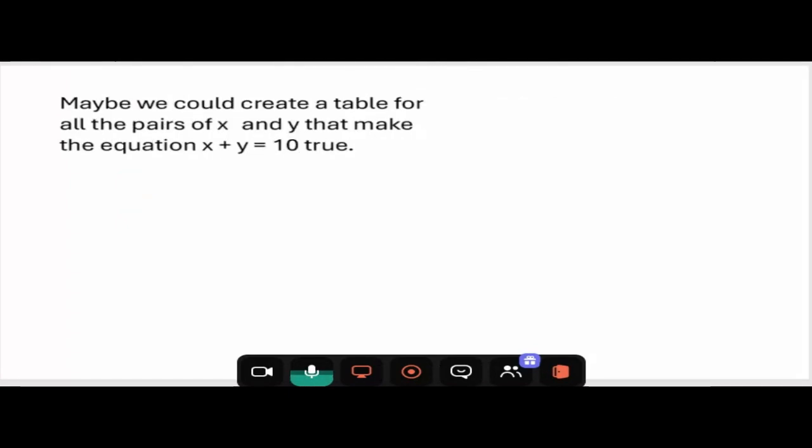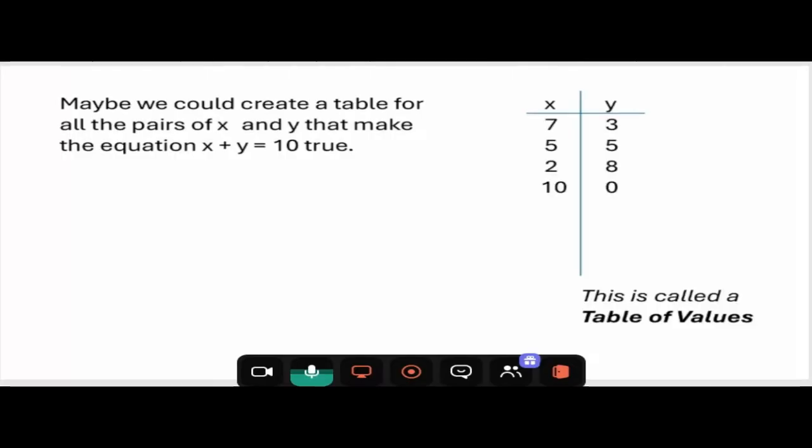What if we turn these into a table? This is called a table of values, and there are all of the pairs that we already had figured out. 7 plus 3 is 10, 5 plus 5 is 10, 2 plus 8 is 10, 10 plus 0 is 10. So those are x y pairs that all make the equation true. But I'm sure you see by now that we could go on and on and on forever. We had 10 plus 0 makes it true, but so does 0 plus 10.